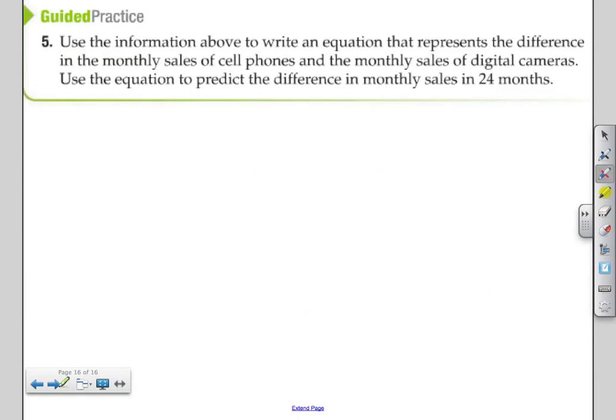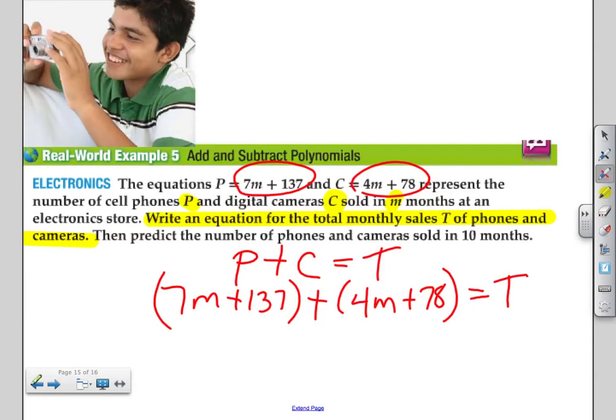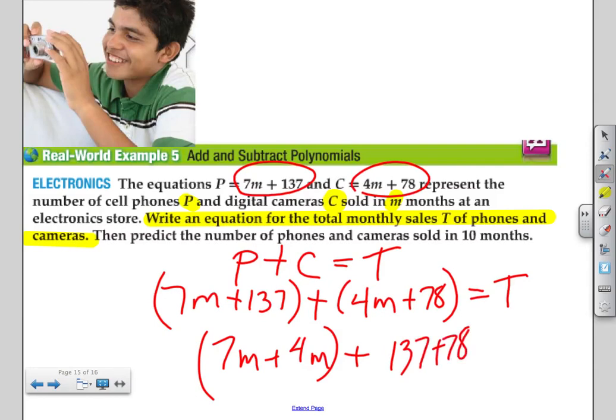Okay. So then we just combine our like terms, right? 7M plus 4M. I'm insulting you by even doing this because you guys can solve this one. So I'm just going to leave it there. Call it the end of this presentation. So good luck with this, and we'll talk about it next class.